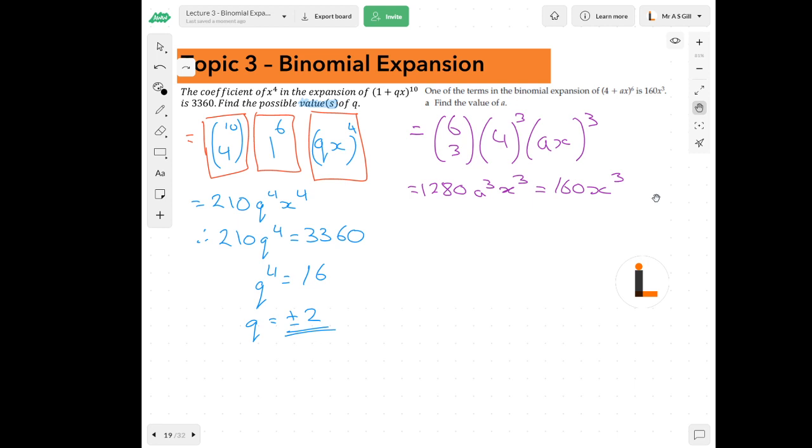So from here we can just cross through the x cubes, you don't have to worry about them. We get 1280 a cubed is equal to 160. Rearranging, this will give us a cubed is 1/8, and therefore a is going to be the cube root of 1/8. We should get 1/2. Again, we only have a positive value here. You can see the difference in the question: find the value, singular, of a, and here find the possible values, plural, of q. So you can see the hints that they're giving you in the question.